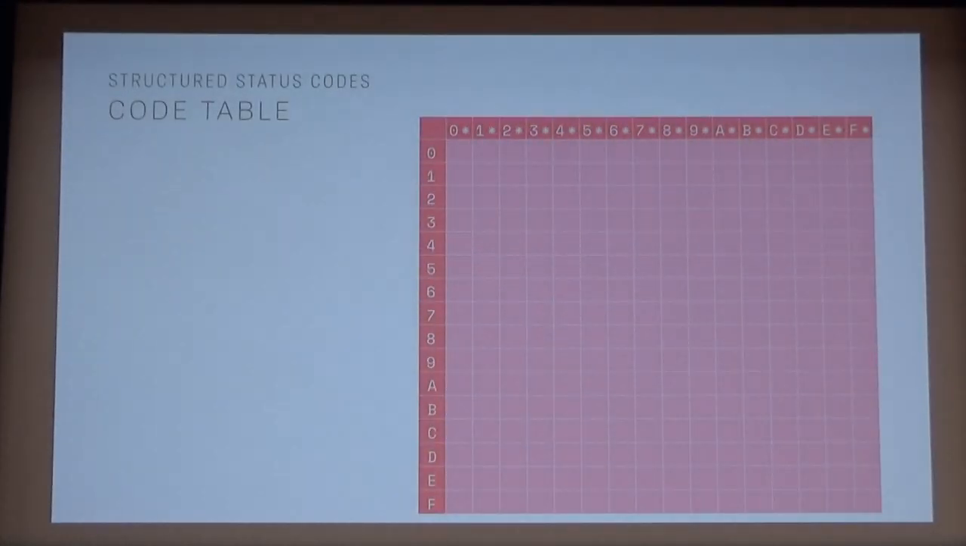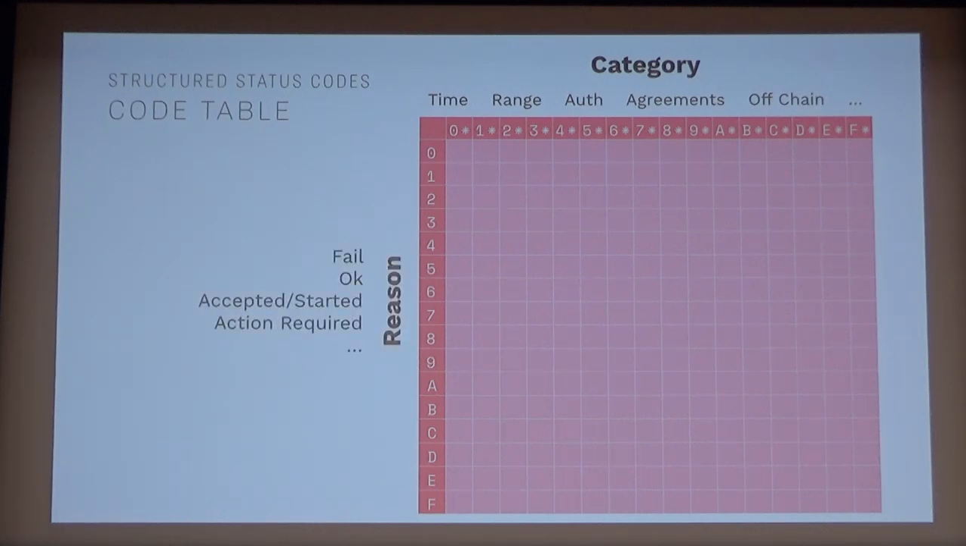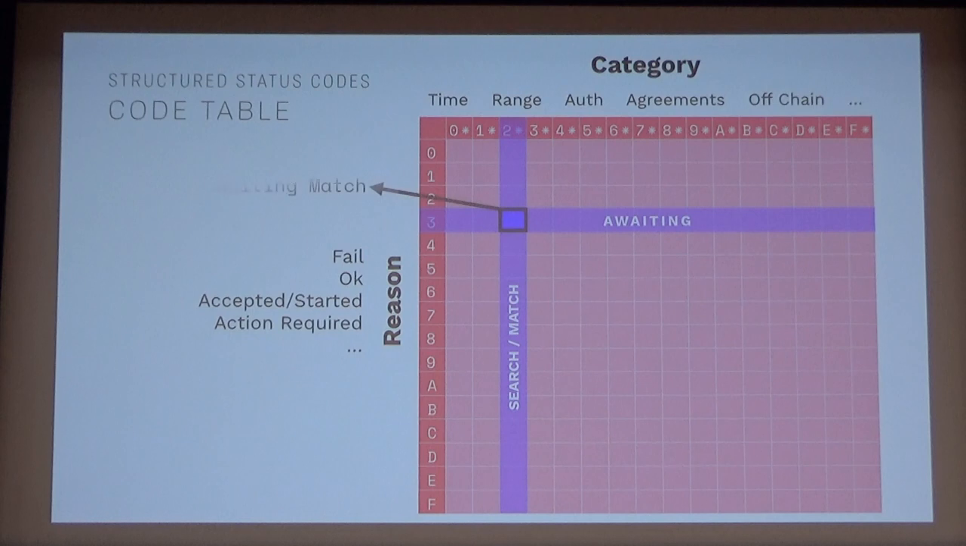This breaks things into a table, like so. It's actually even more structured than this. All odd numbers are success, and all even numbers are failure. So the columns are categories, so things like time logic, or authentication, or negotiation governance. Even off-chain flows are captured on here. And the rows are reasons, so you can say, for example, we have the two row, which is searching and matching, and awaiting, and together we get that you're awaiting a match.